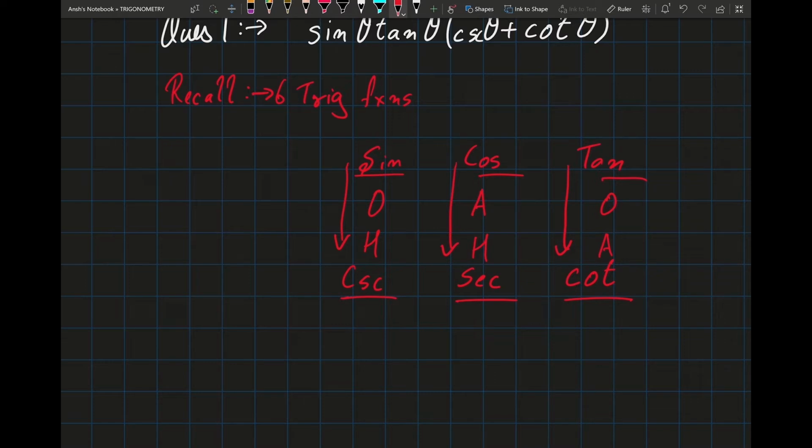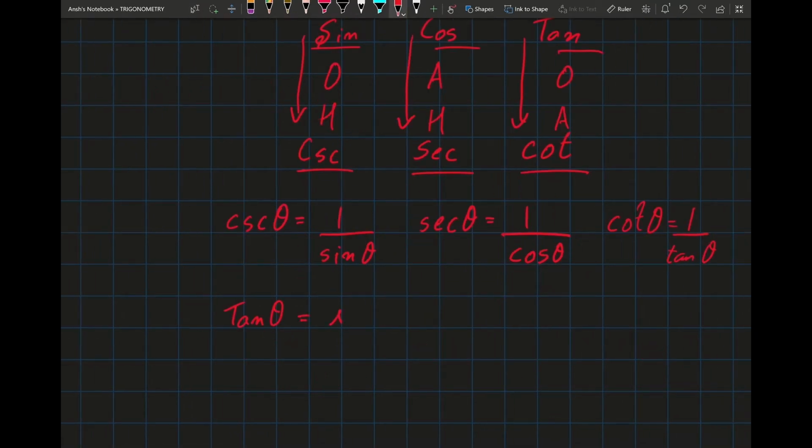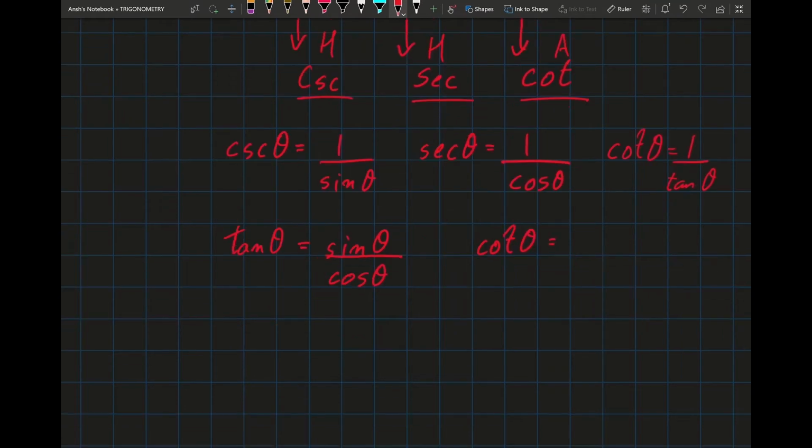And the main thing to remember here is that cosecant theta can also be written as 1 over sine theta. Similarly, secant theta can be written as 1 over cos theta, and cotangent theta can be written as 1 over tangent theta. Sometimes it would be useful to write it as sine theta over cos theta. Can you guess what cotangent theta would be written as? Yeah, so cotangent can be written as cos theta over sine theta.